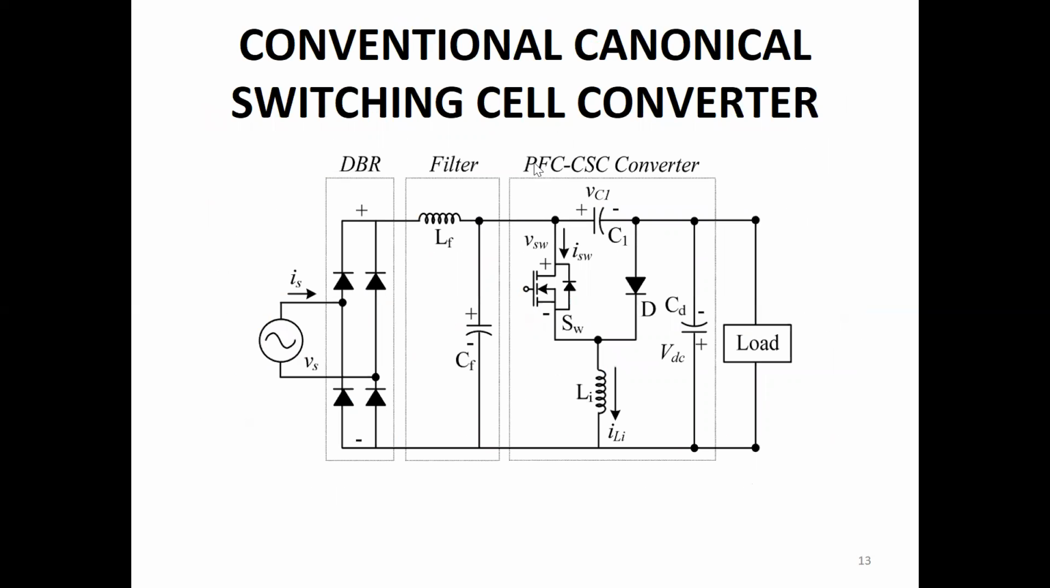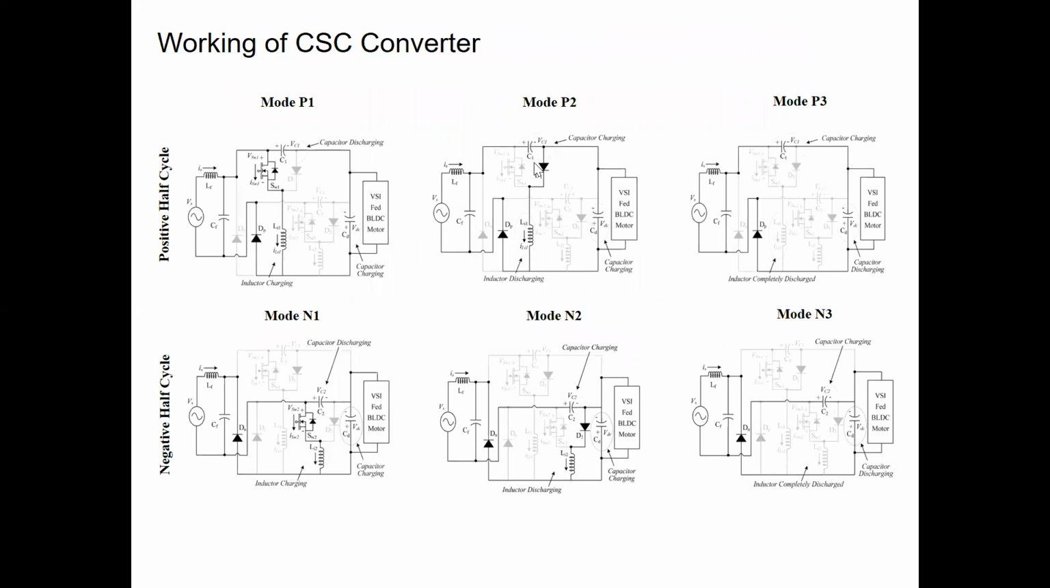And this is a canonical switching cell converter. This is a single cell converter, a conventional one. You can see here we have only one switch for converting your applied AC into DC with a bridge. We have a DBR, from where we will be able to switch this DC to DC conversion. And followed by that, we have the working of your DC-DC converter. That is our canonical switching cell converter.